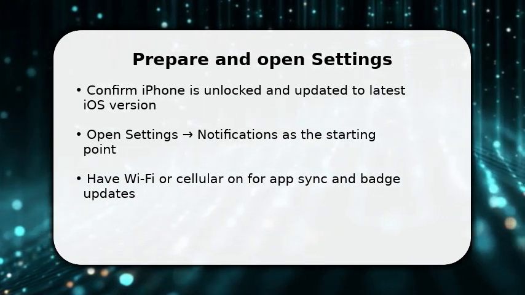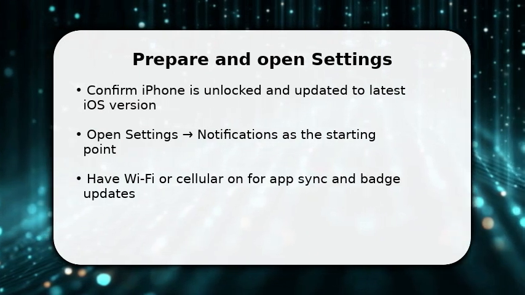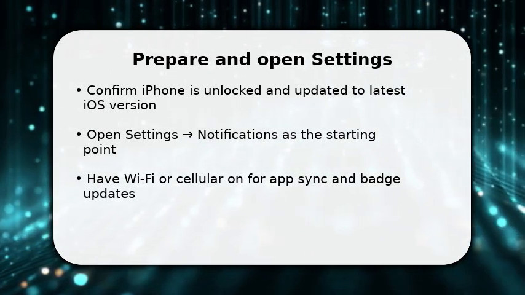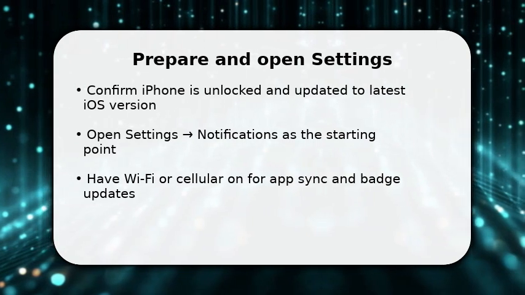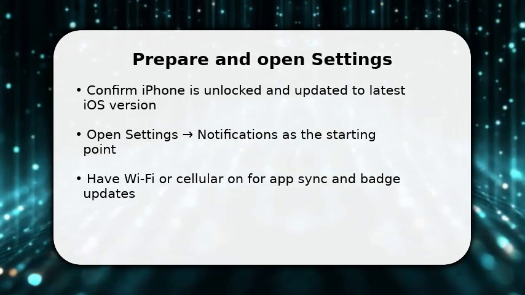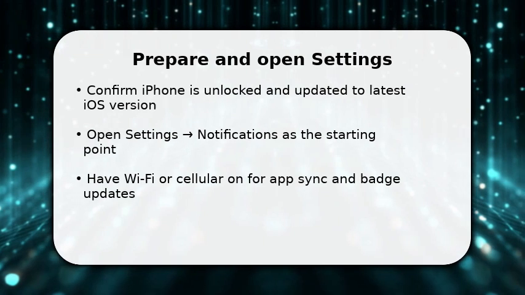You're doing this now because direct app toggles won't work if the system-level notification master switch or focus modes are interfering. So keep settings visible and follow the next steps to adjust both system and app parameters.